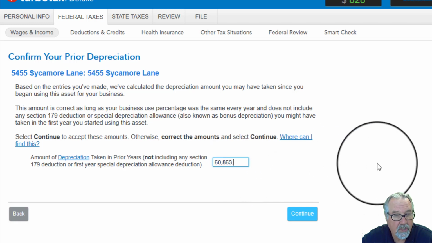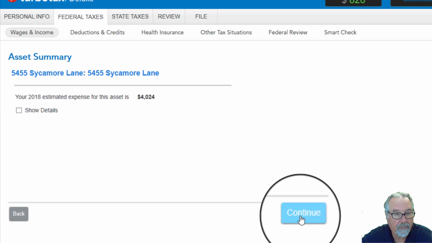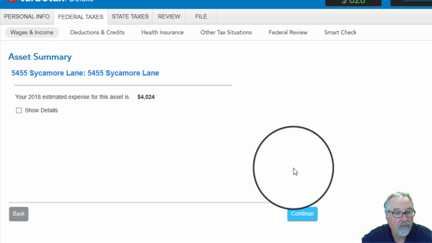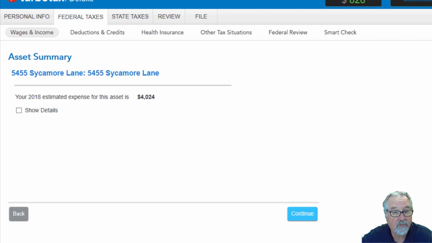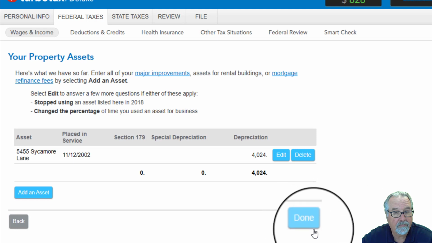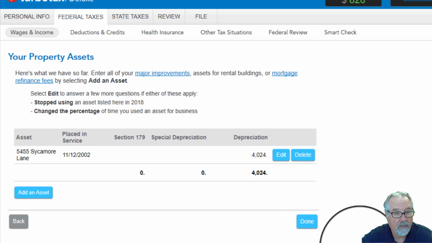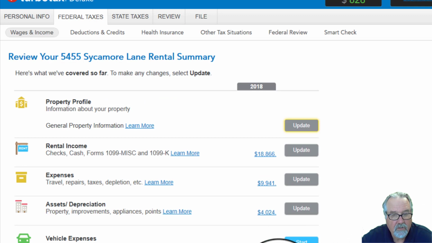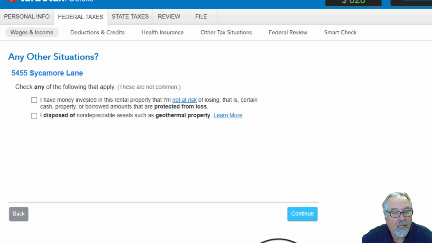And it's giving us depreciation of $60,863 as the amount of prior depreciation, and $4,024 as our expense for the current year. That matches what's in your handout. And we're done. So we're done with the rental property.